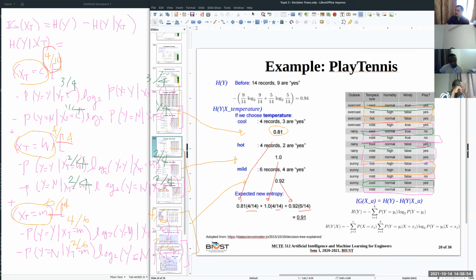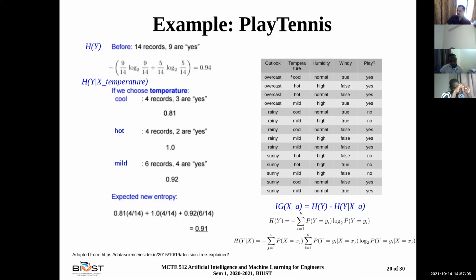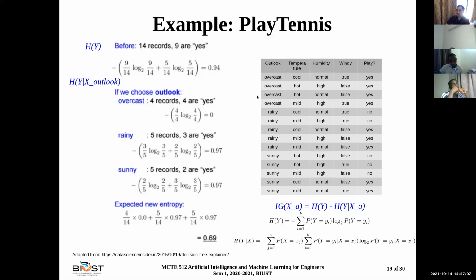Hold on. Let me just remove everything. Okay. Now I think we're confident with the calculation. Let's just check about this one. So in the previous one, in the outlook, 0.94 minus 0.69. What is this? 0.33. Yeah?